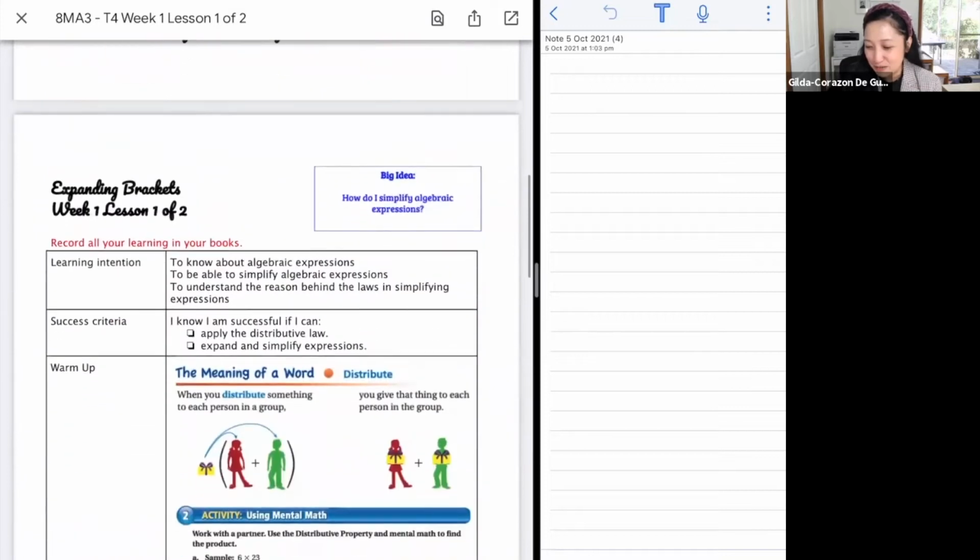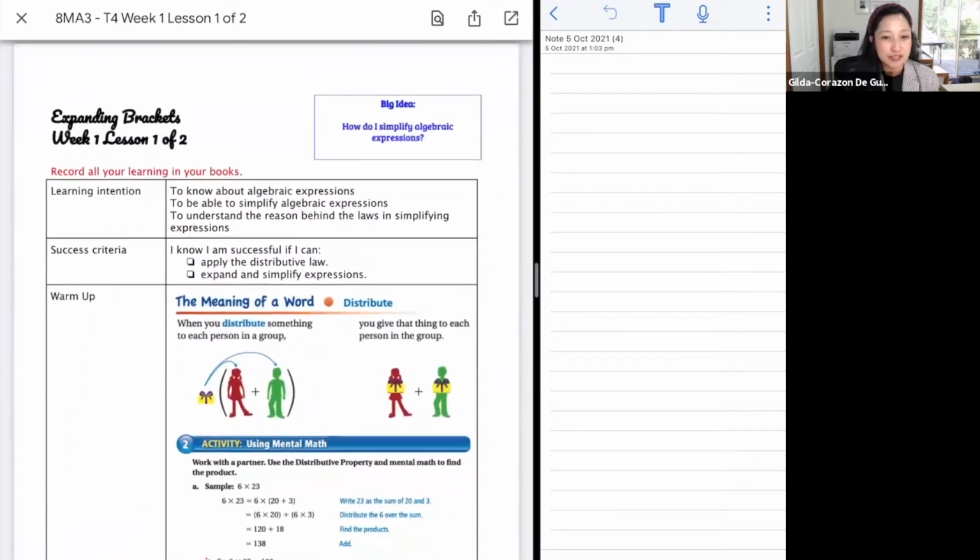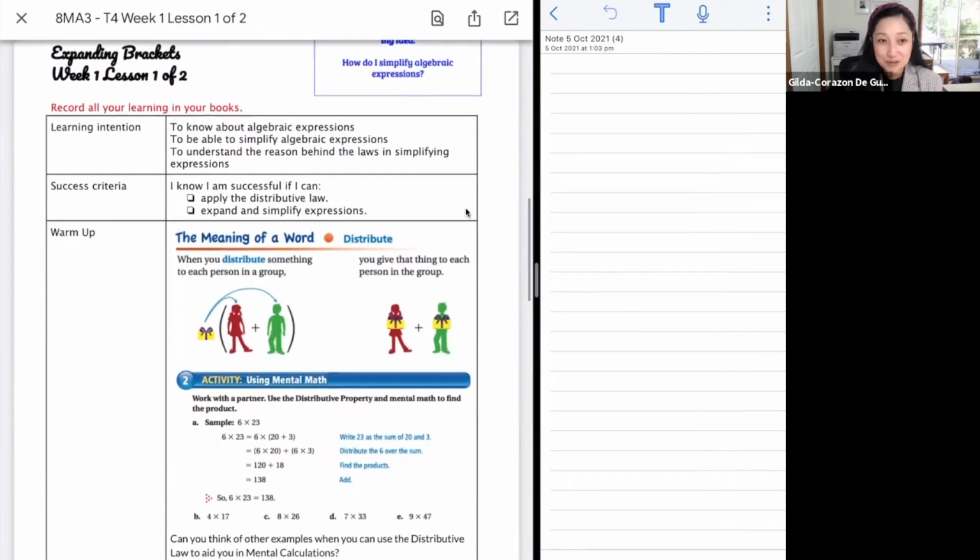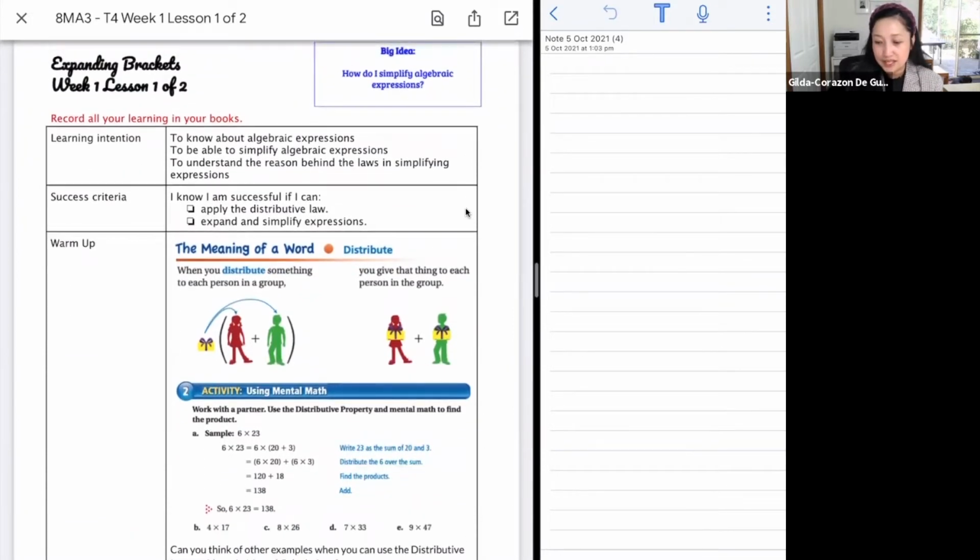In today's lesson, we'll be continuing on algebraic expressions or algebraic techniques. Okay, so we'll be doing expanding brackets by its name. When you say expanding, the mathematical word would actually be to distribute, right? Distribute is a word, okay?